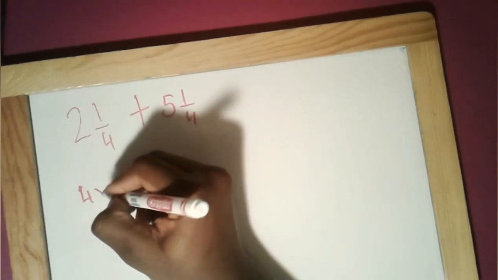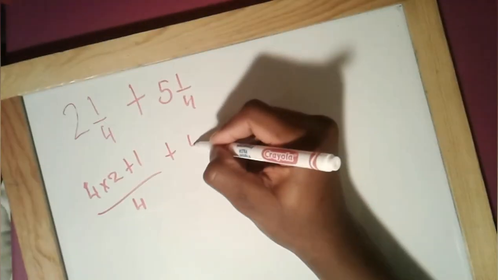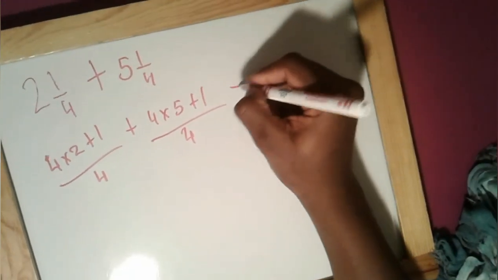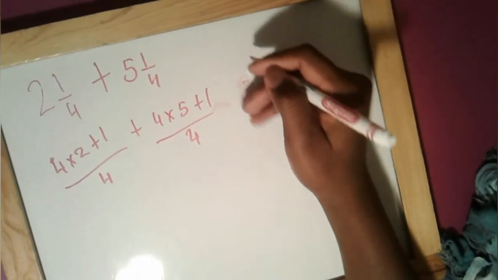So let's go back to the business of adding mixed fractions. So when it's like 2 and 2/4, and you add 5. Why do I like 5 a lot? I don't know. So it's 4 multiplied by 2, and then you add 1 out of 4, and then you add 4 times 5, and add 1 out of 4.